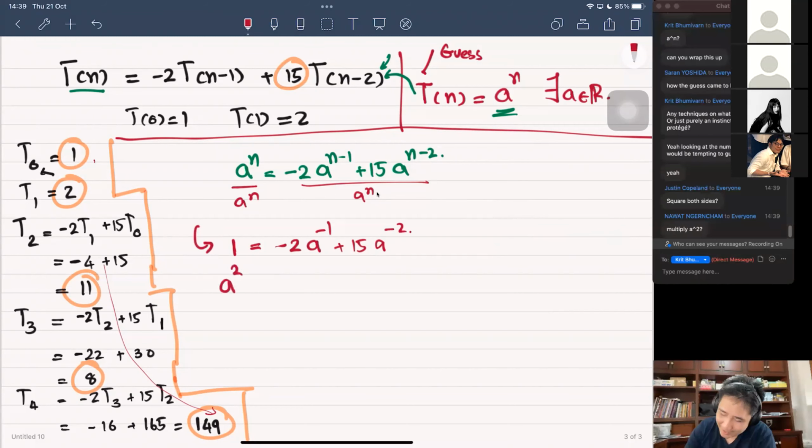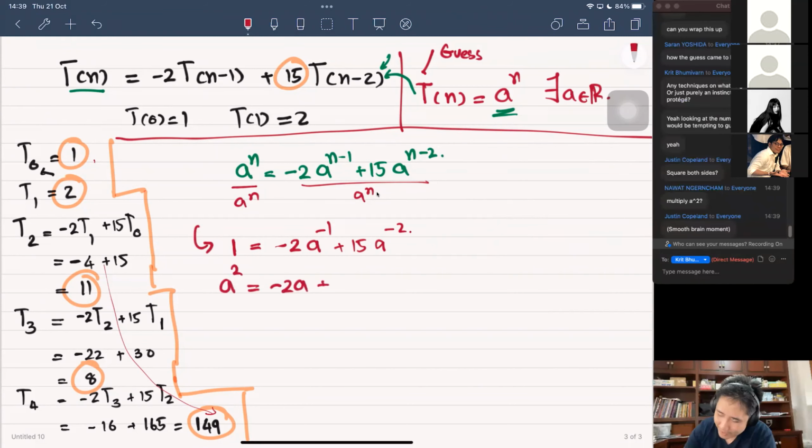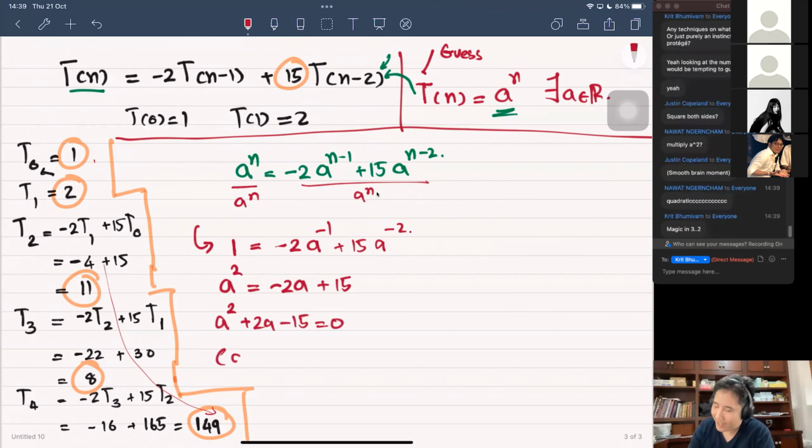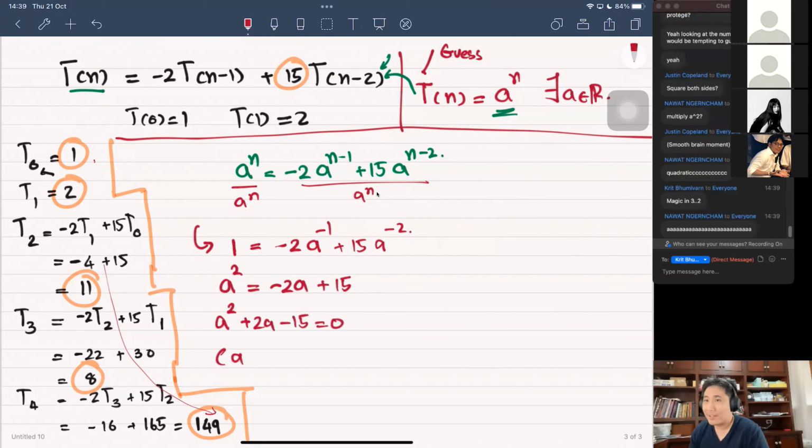So it's going to be A squared is -2A plus 15, which looks familiar. Let me write it in a more familiar form. It's A to the second plus 2A minus 15 equal to 0. Can you solve for A? Yes, you can. Let me just write it down because I know you know how to do it. Did I screw up the sign though? I did not, just to make sure. So A minus 3 and A plus 5 equal to 0.